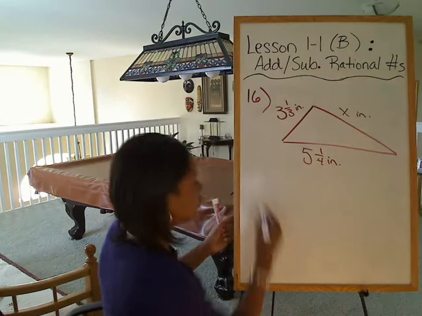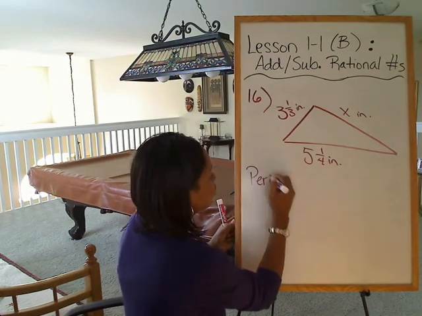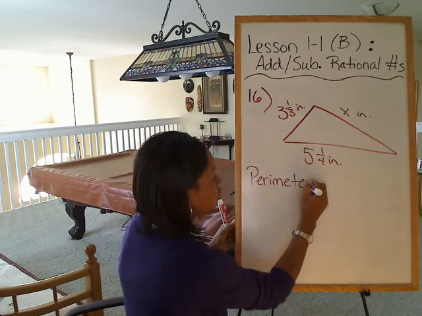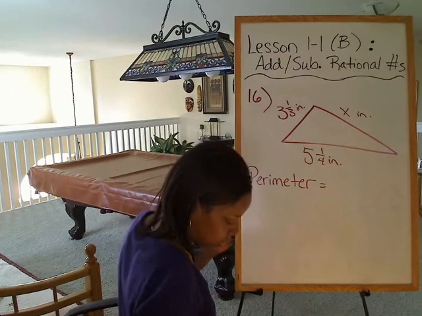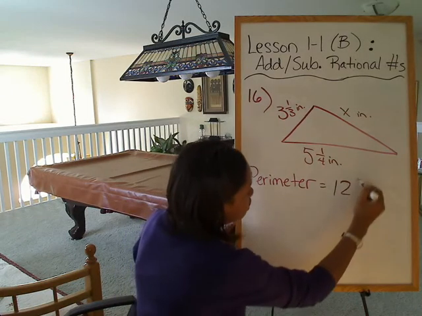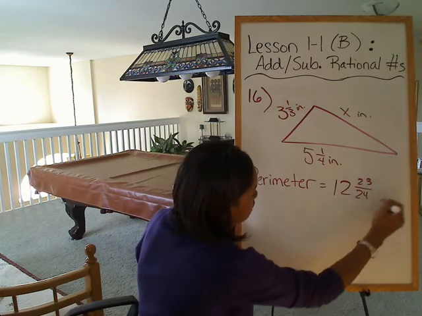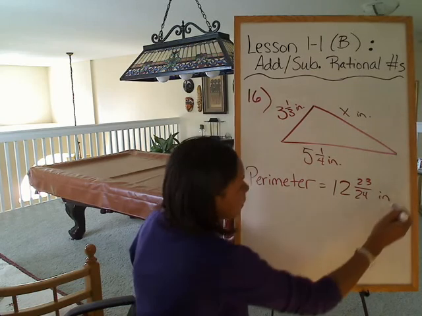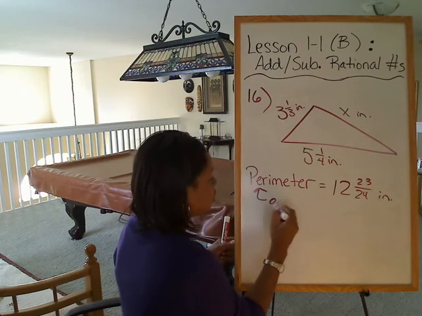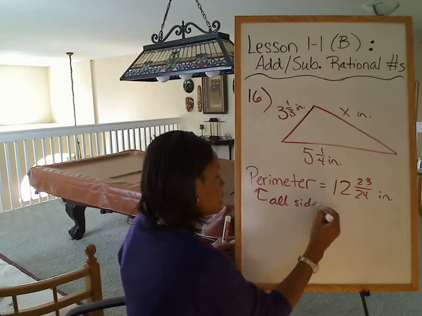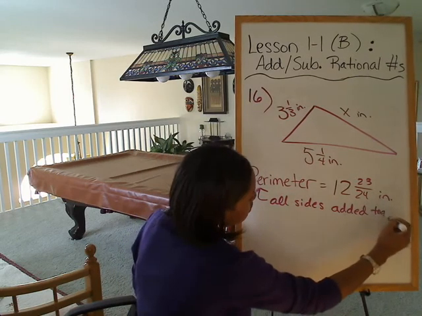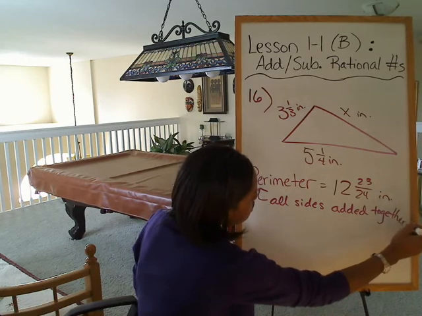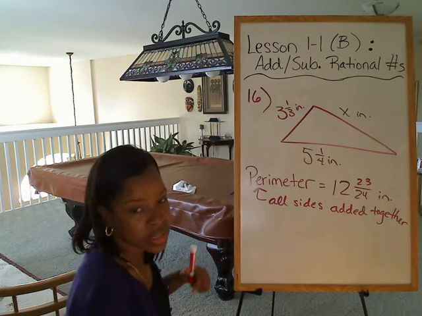And the perimeter, what is a perimeter? Perimeter is the distance around the whole shape. So all three sides added up. 12 23/24 inches. That's the perimeter. So remember what I said, the perimeter is all sides added together.